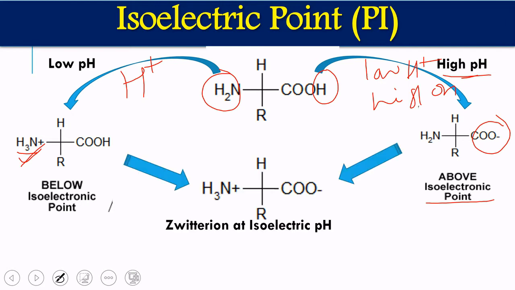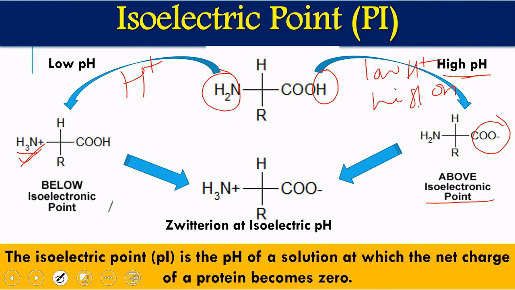But at a certain specific pH, the amino acid exists in the zwitterion form, that is at the isoelectric pH. The pH at which the amino acid has both positive and negative charges in equal amounts is called the zwitterion form. So the isoelectric pH is the pH of a solution at which the net charge of a protein or amino acid is 0. Electrically it is neutral, with no charge overall. Otherwise it will have positive and negative charges, but the overall charge is 0.